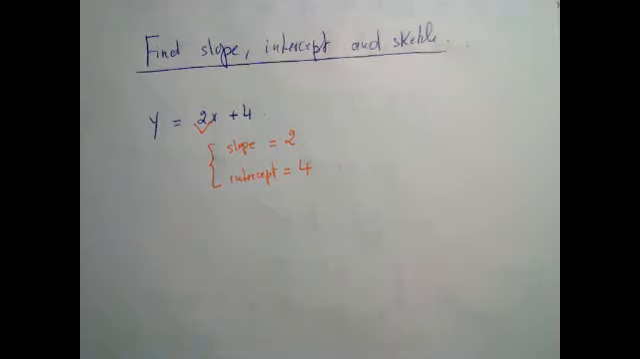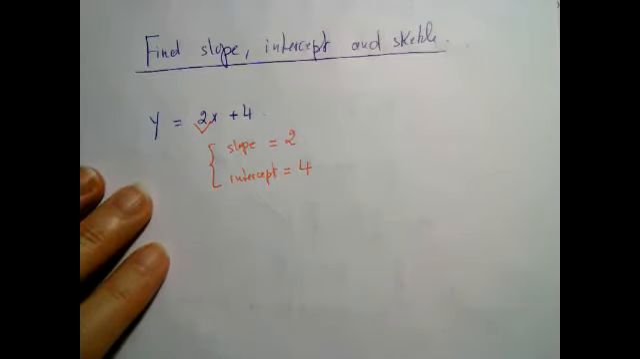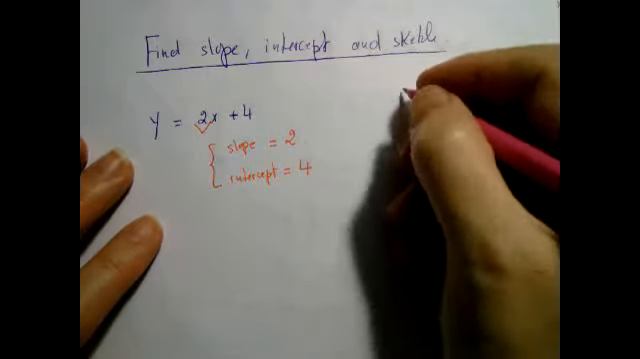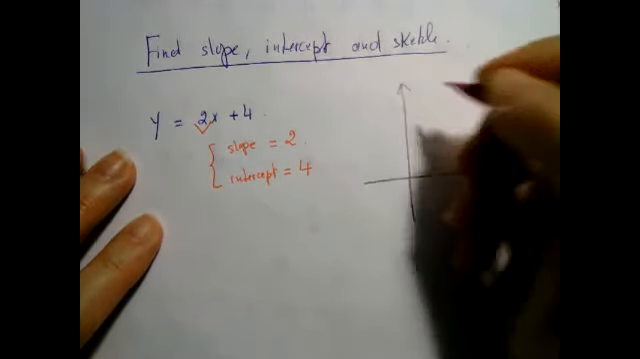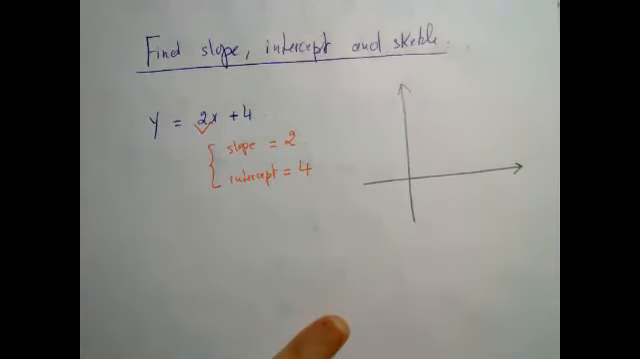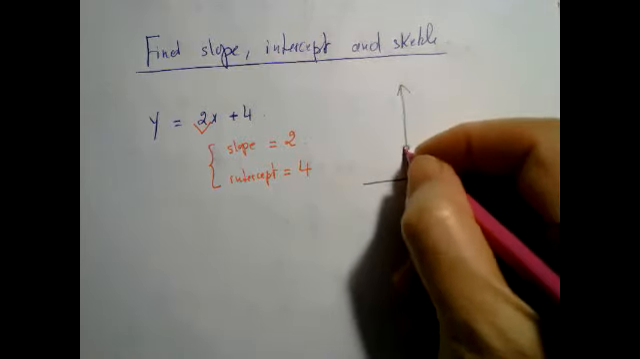Okay. Now I want to sketch. How shall I sketch this line? I want to do it in 2 ways. If I tell you sketch this line, how would you do it? Anybody? You should put a point at (0, 4) on the graph. Okay, I put (0, 4). That's my intercept.